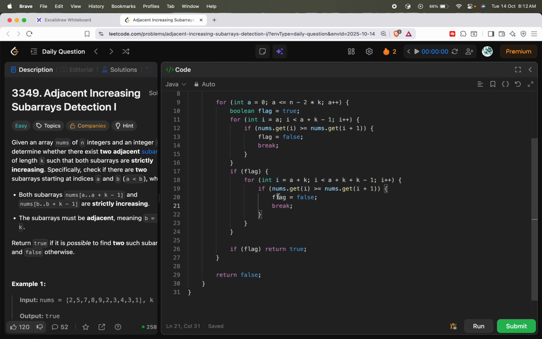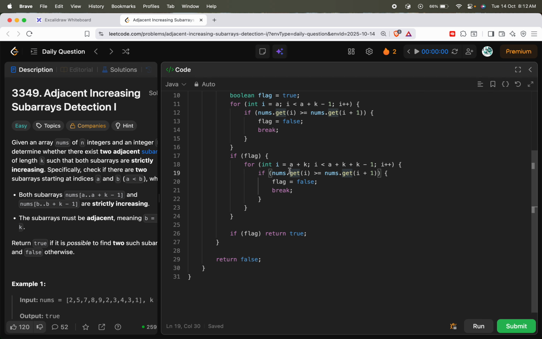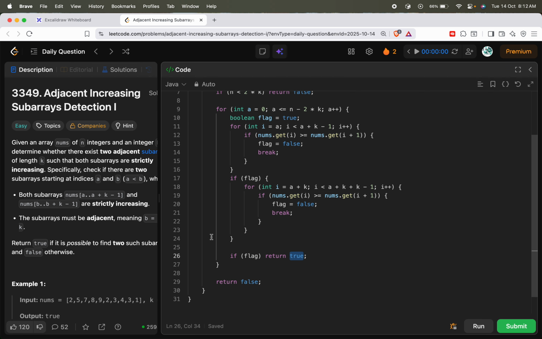If any one of the pairs does not match the given criteria, then I will mark the flag as false. And if both the subarrays are strictly increasing, that means our flag will be true, then I can return true. If after executing this entire loop we are still not able to return, that means there were no two adjacent strictly increasing subarrays, so I will basically return false.